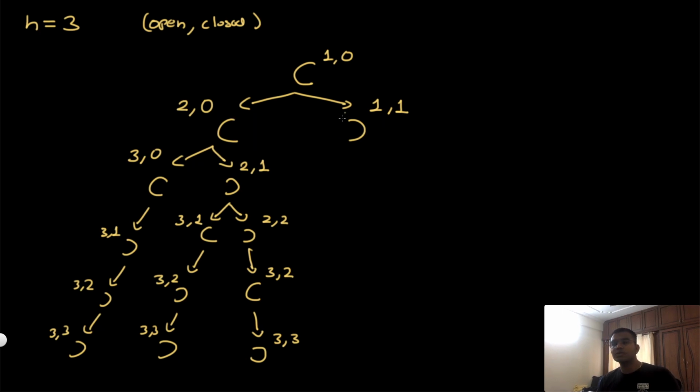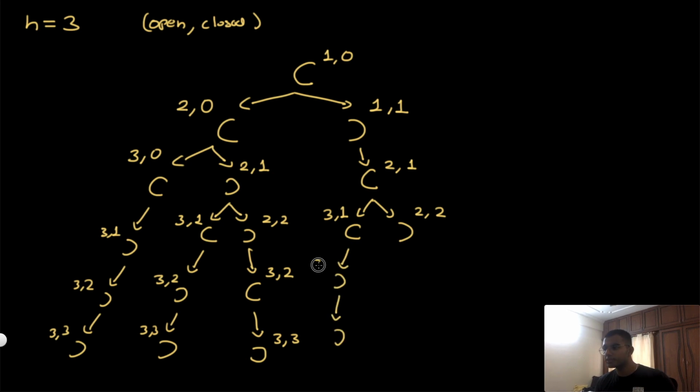Now let's look at what happens when the second value is a closed bracket. Right now, the number of closed brackets is not less than the number of open brackets, so the next one has to be an open bracket. The count becomes 2 comma 1. Over here, I can have either an open bracket or a closed bracket. This becomes 3 comma 1 and this becomes 2 comma 2. Since I already have 3 open brackets, everything else is a closed bracket. So that becomes 3 comma 2 and that becomes 3 comma 3.